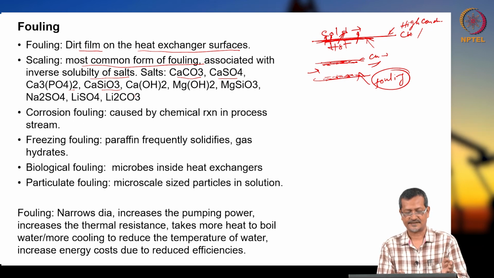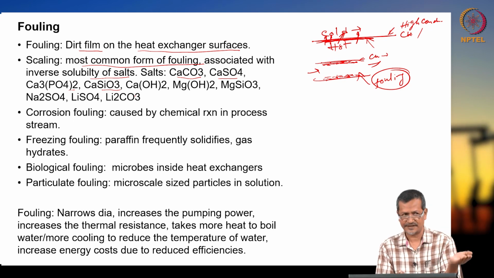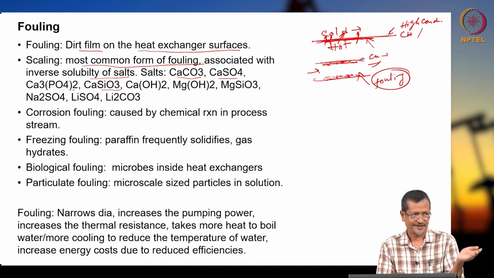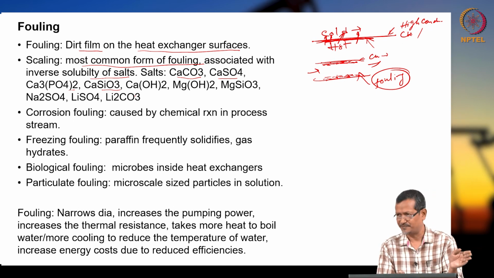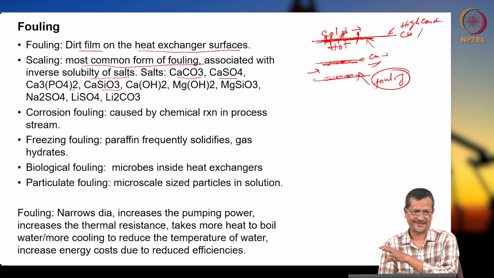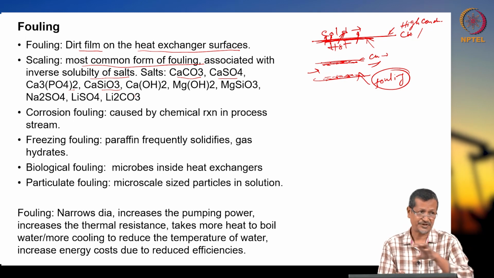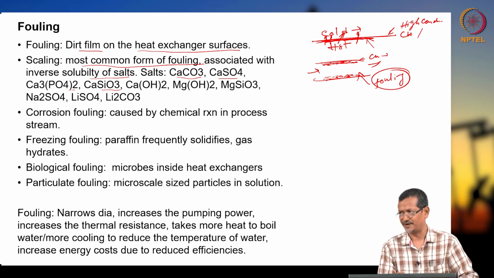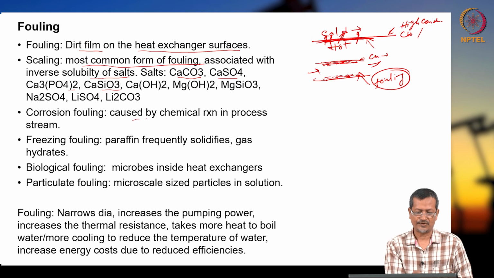Or calcium or other salts are there, then again you have to observe it is there and it is getting deposited, then you have to remove it from time to time, or you have to remove the whole piping system altogether. Many times they will be doing pigging operation and other operation, pipeline engineering. Okay. So corrosion fouling will be there, caused by chemical reaction in the process stream.